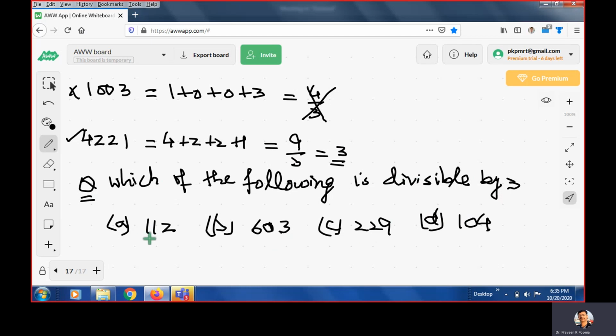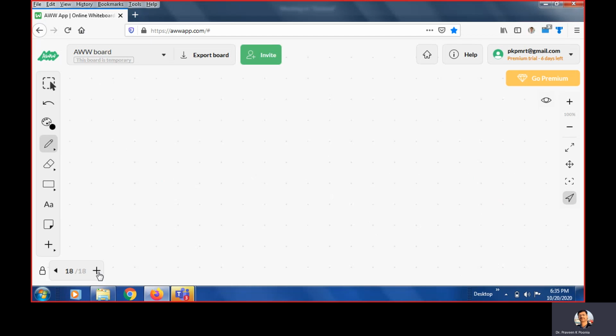Look, what is the total here? 1 plus 1, 2 plus 2, 4. 6 plus 3, 9. 2 plus 2 plus 4 is 13. Sorry. And 4 plus 1 is 5. Clear? If you see, only one number is divisible by 3, that is this. So this is the right option. This type of question we may ask you in final exam or midterm exam or other exam.